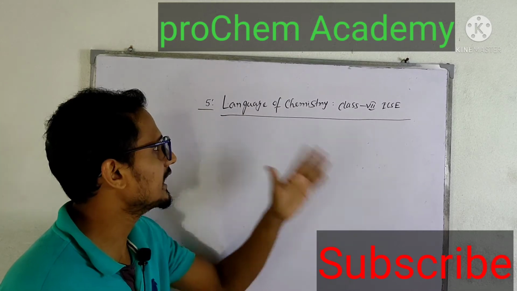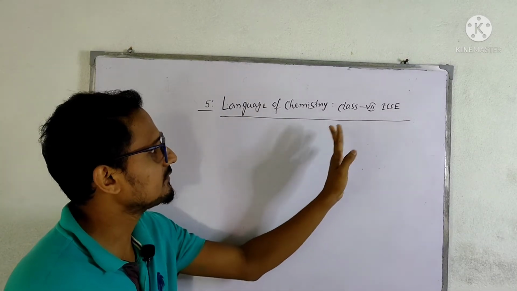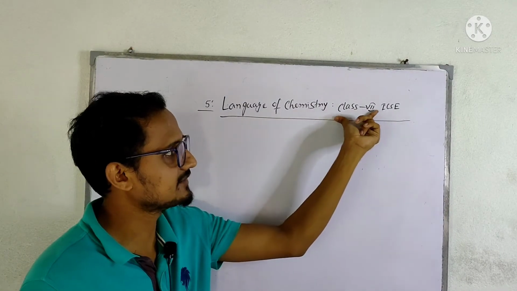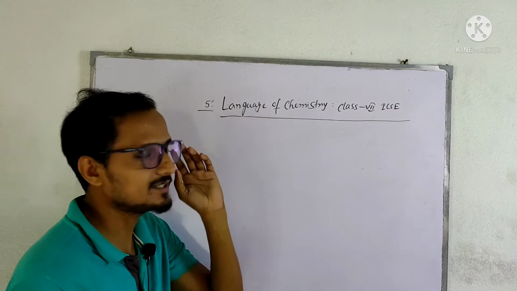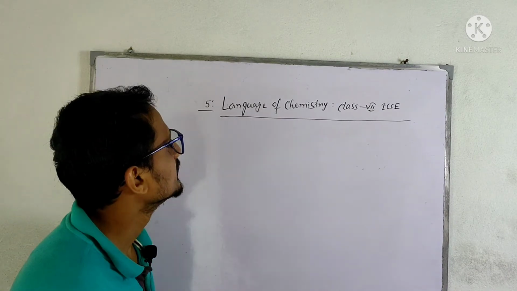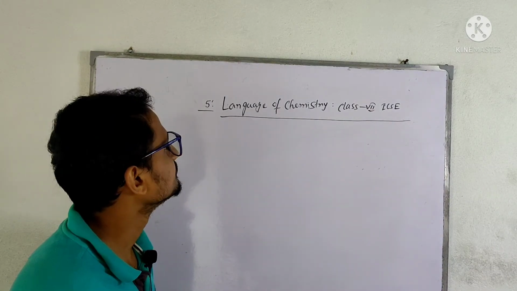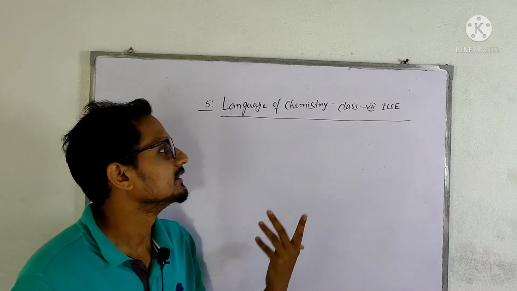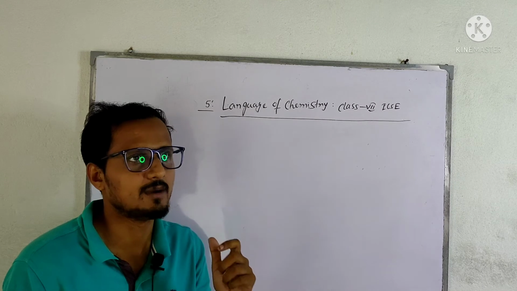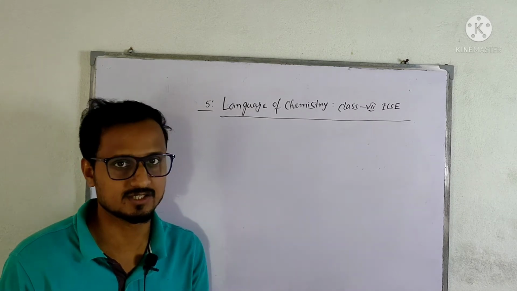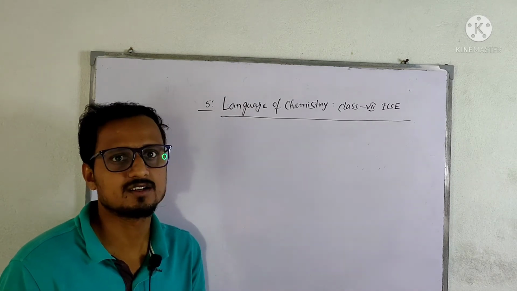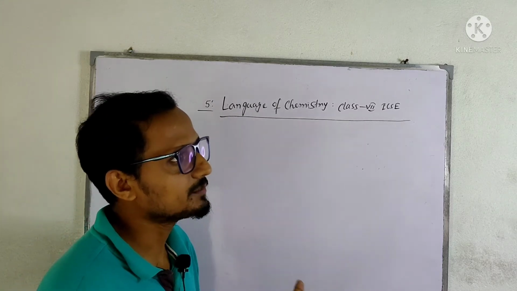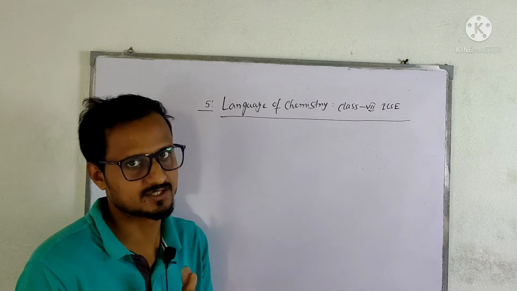Now in this video I will discuss the language of chemistry from the chapter for class 7 ICSE. It is the 5th chapter. Now let me discuss these things. What is the language of chemistry? In this chapter we will learn about some reactions, about chemical reactions. What are the changes that can be there in a chemical reaction? For that we have to understand what a chemical reaction is.